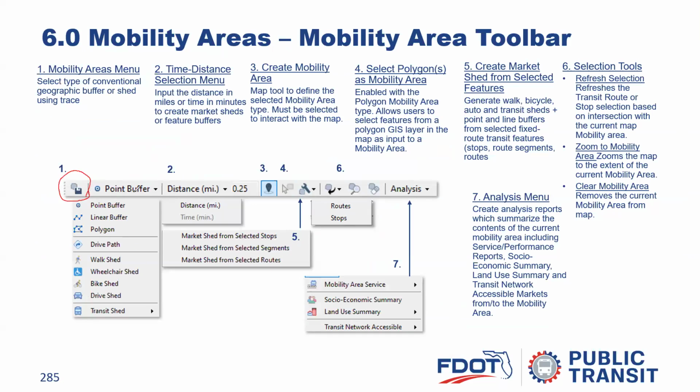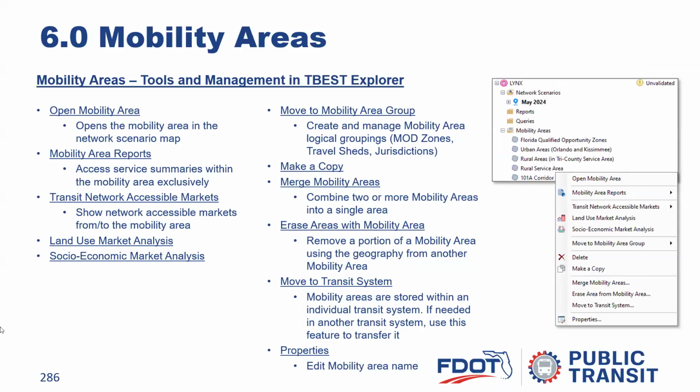So as you're creating any mobility area on the map, you don't have to save it, but if you want to, you use the save button. And when you do that, it will then save it into your TBEST Explorer window in the transit system that you're currently in, and it will then be stored here. So under mobility areas, right? So this is our Links transit system, and whatever mobility areas we're creating, no matter what scenario we're in, doesn't matter. Any mobility area that we create gets stored here for this transit system.